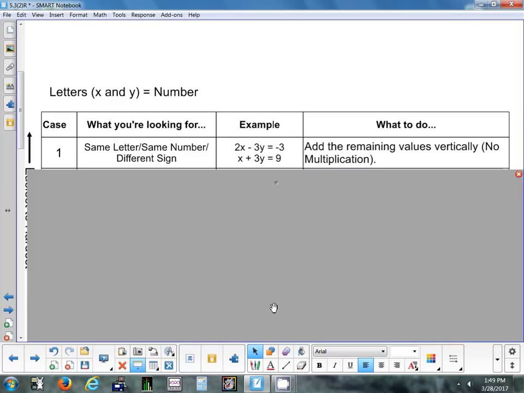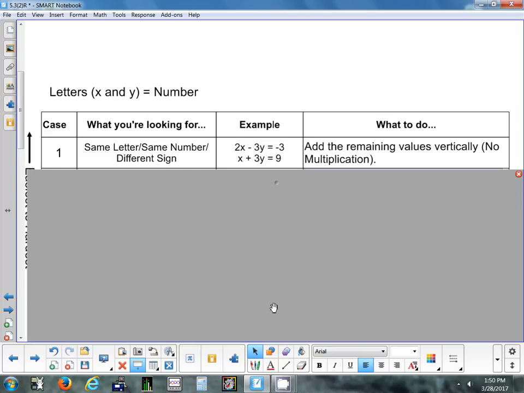So that's the first case. I'll give you guys one more second to finish writing that down. All right, everybody good? People that have been here, everybody good with case one?